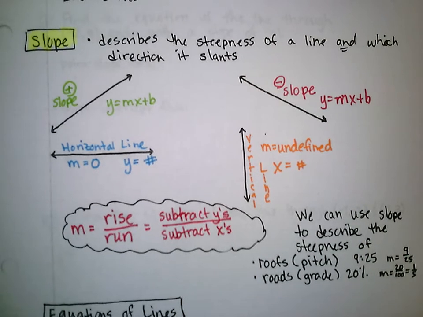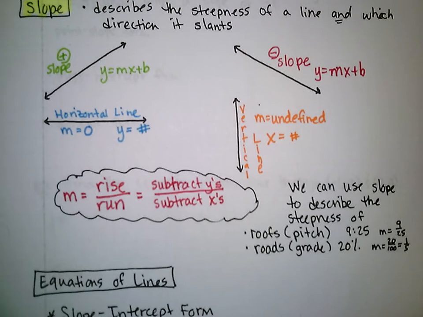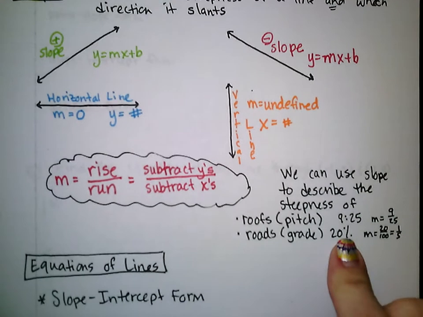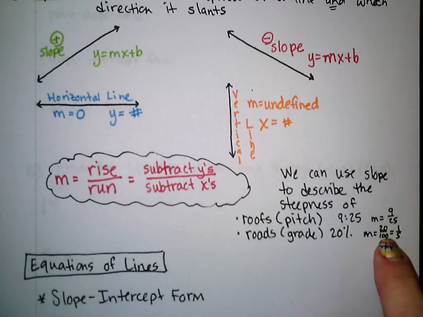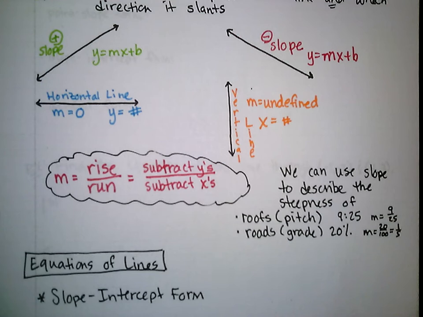Slope can be used to describe how steep a roof is or how steep a road grade is. I don't know if you've ever driven down mountains, but they'll say to go slow when you're going down the mountain, and it'll tell you the grade of the road as a percent. So 20% would be kind of steep. If you have a 20% road grade, then your slope would be 20 over 100, because the word percent means divide by 100. And so your slope would actually be 1/5. So a rise of 1, run of 5.